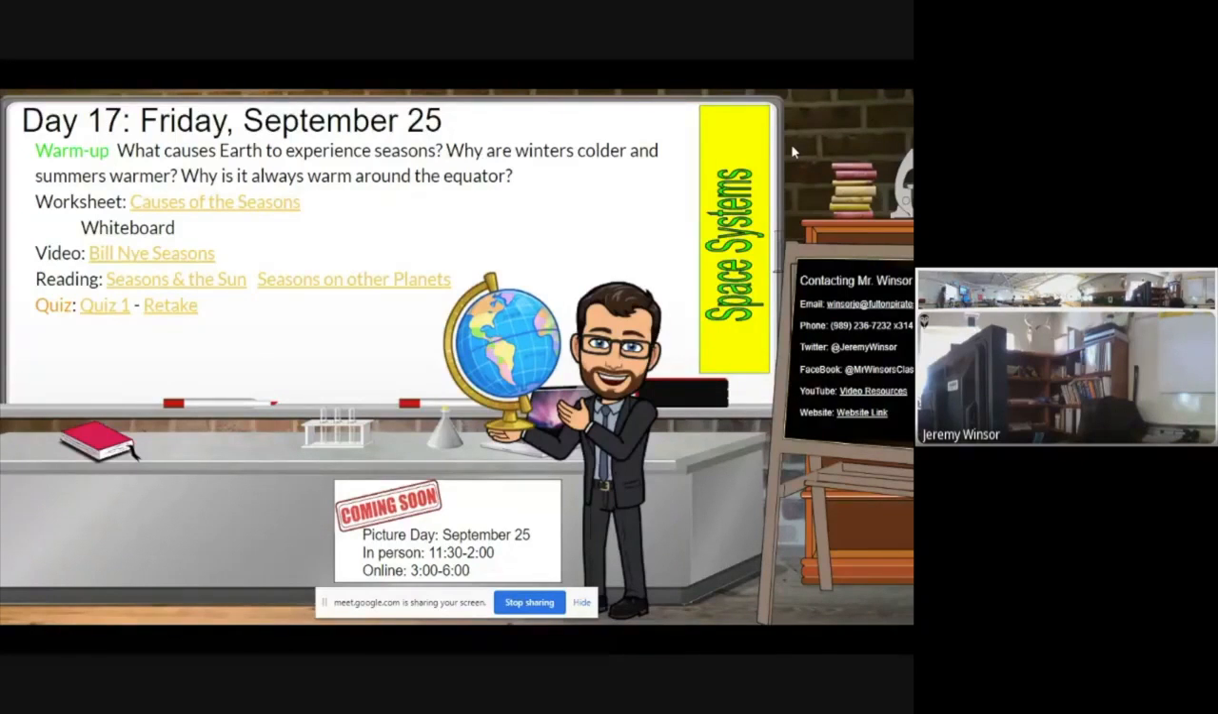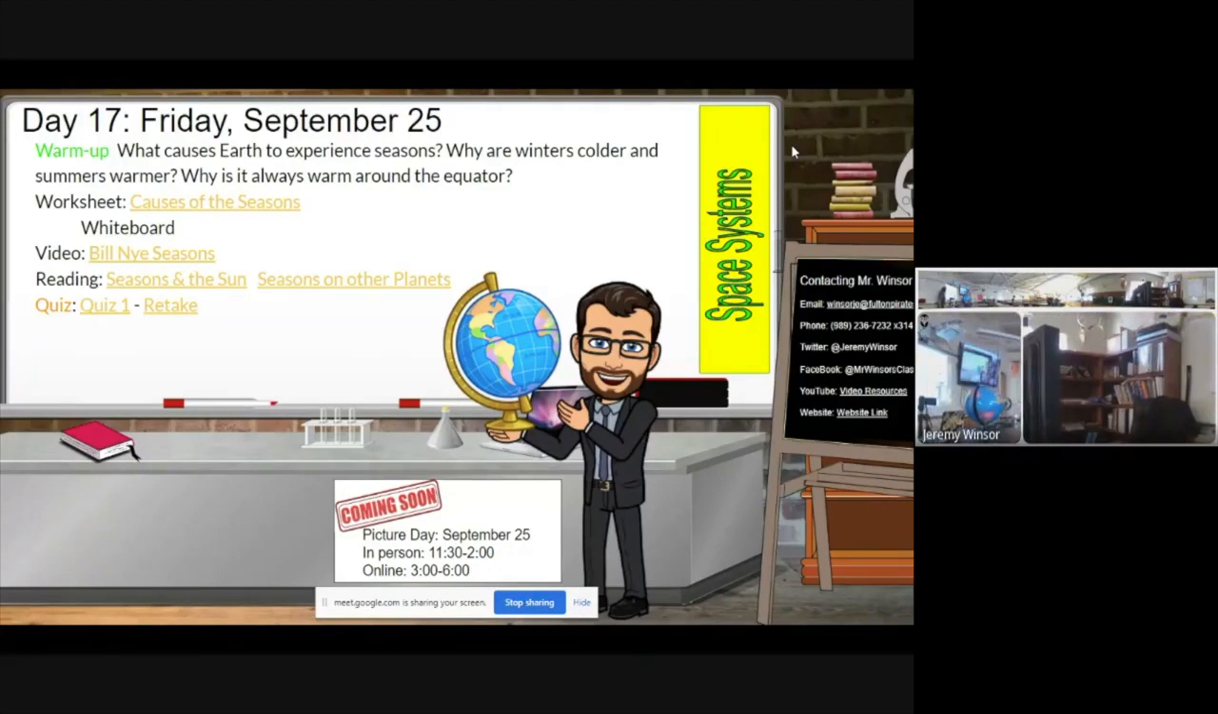Right here on the board. What causes Earth to experience seasons? Why are winters colder and summers warmer? And why is it always warm around the equator?